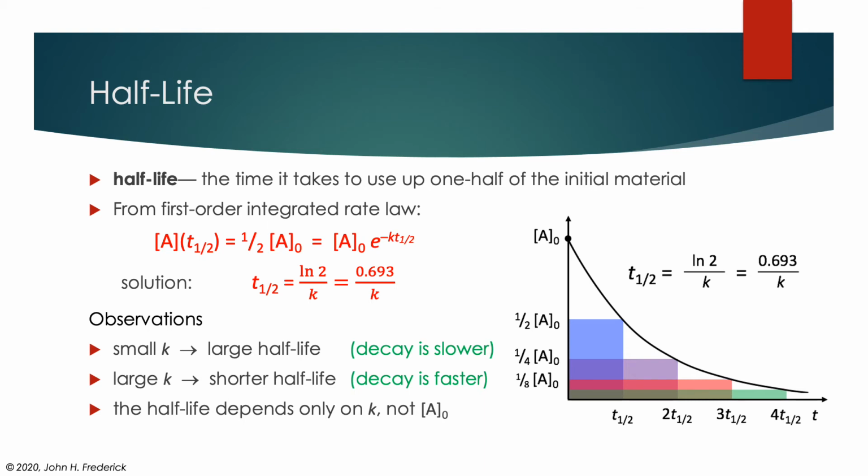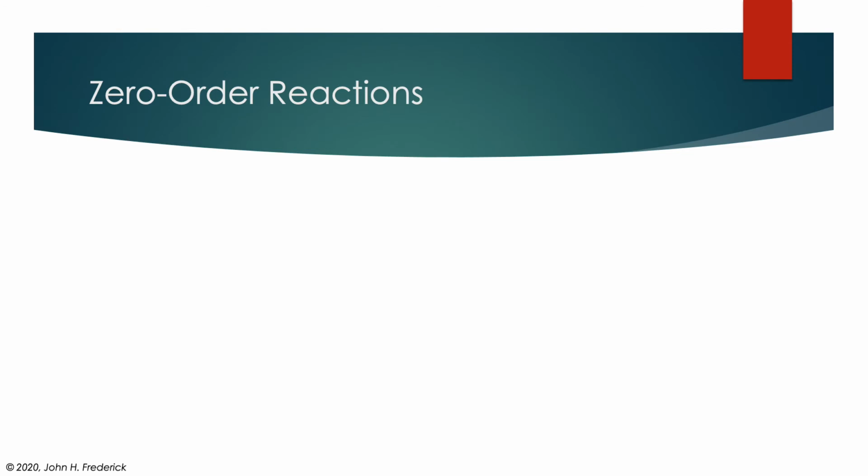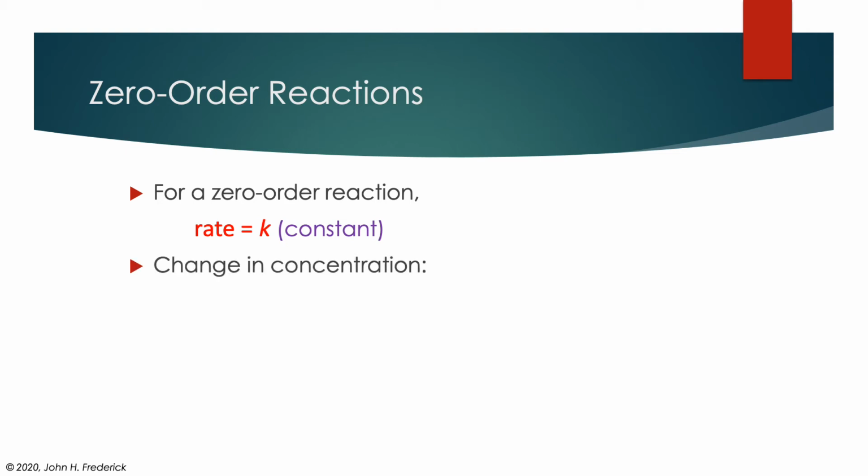Let's see what happens for other orders. So if we look at zero order reactions, you may recall that in a zero order reaction, the rate is just equal to the rate constant. All right, so the change in concentration, that is when we run for some small period of time, delta t, the change in concentration would just be that rate constant times delta t. Since the reactant is disappearing, it's got to be negative k delta t.